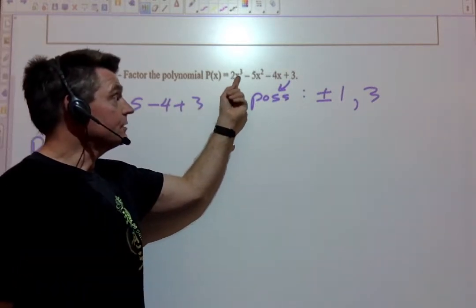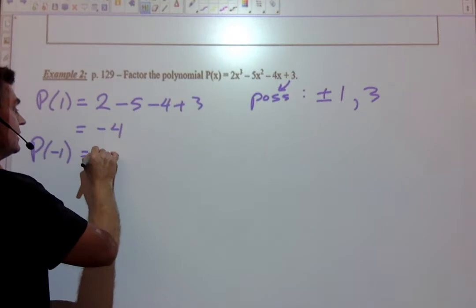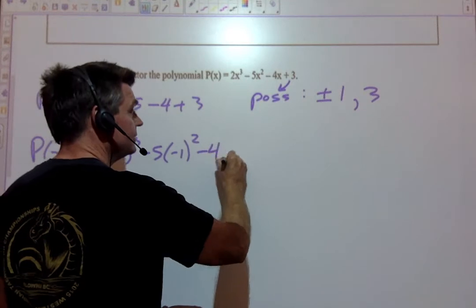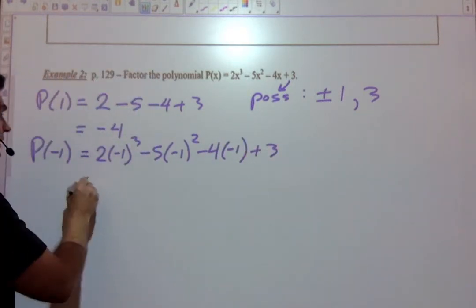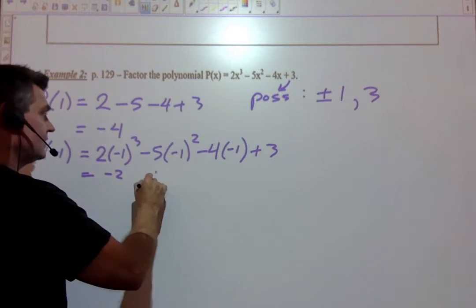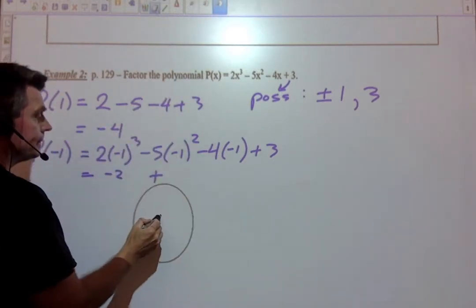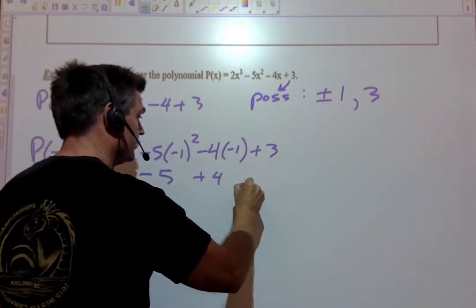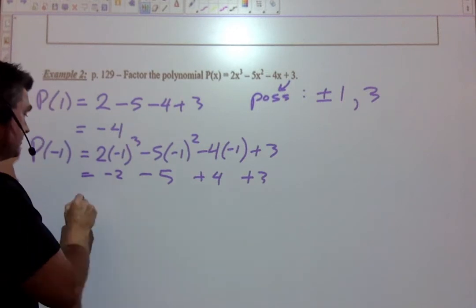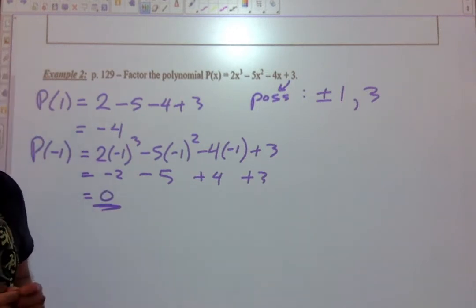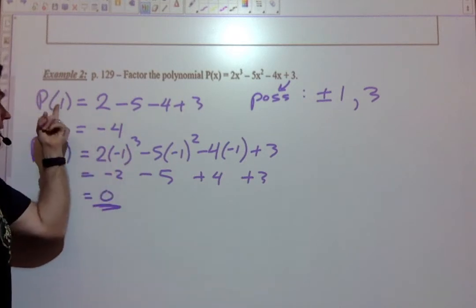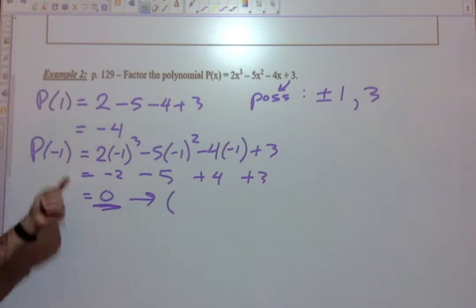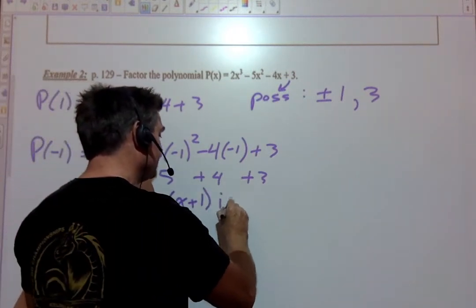Negative 1, plug it in. So 2 times negative 1 cubed. Negative 1 cubed is negative 1. So it's 2 times negative 1 cubed minus 5 times negative 1 squared, minus 4 times negative 1 plus 3. Here's what I get. Negative 2 plus, no, positive 1. So minus 5 plus 4 plus 3. Negative 7 plus 7. This is equal to 0. Okay, so that's a good thing. I want to plug in my possible numbers until I get a 0. Once I get a 0, I know that, what is it? Negative 1. So x plus 1 is a factor.